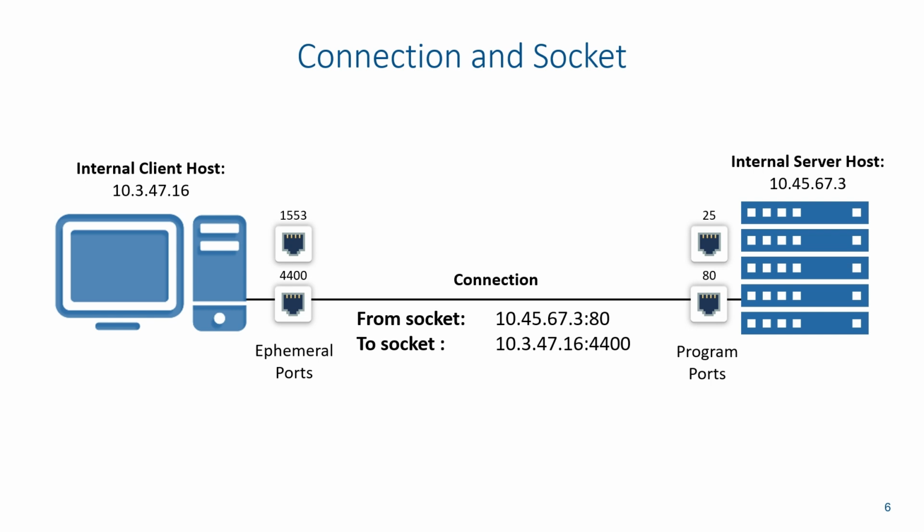So as part of the connection, we're going to establish what is called a socket. A socket is going to use the IP address of the device combined with the port number. So the from socket, so this is coming from the server, which is 10.45.67.3, and specifically the HTTP application protocol, port 80. And that's going to the client device, which is 10.3.47.16 with the ephemeral port of 4400. So the socket is the combination of the IP address and the port number together.